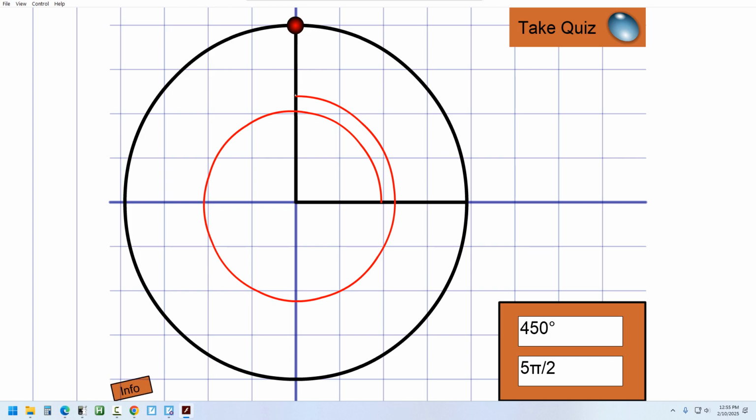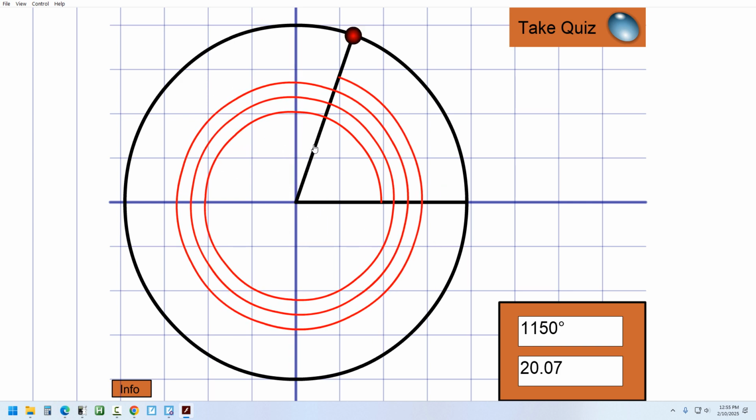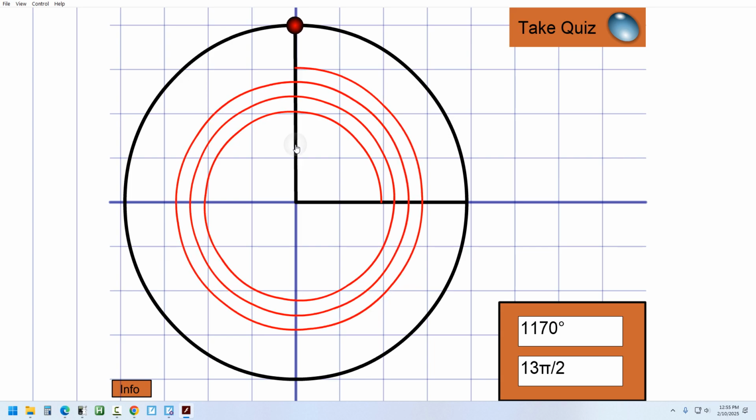How could I change 450 into 90? There's some arithmetic. Division? No, we can't use division. What else could we do? We could subtract. How much? 360. Yeah.